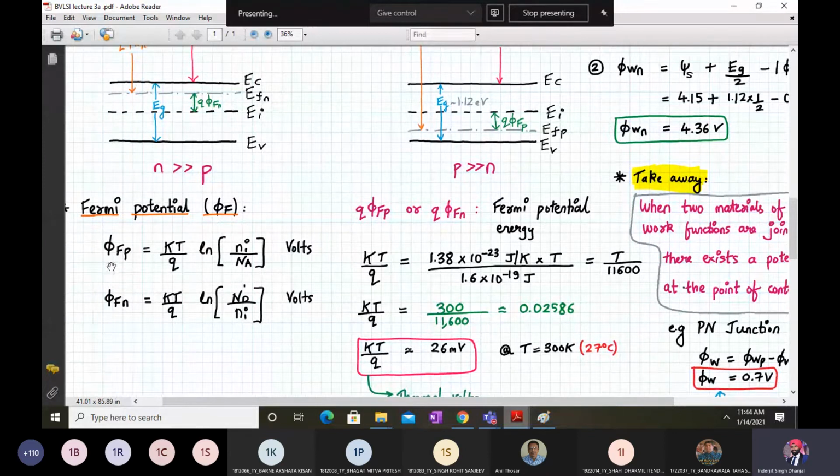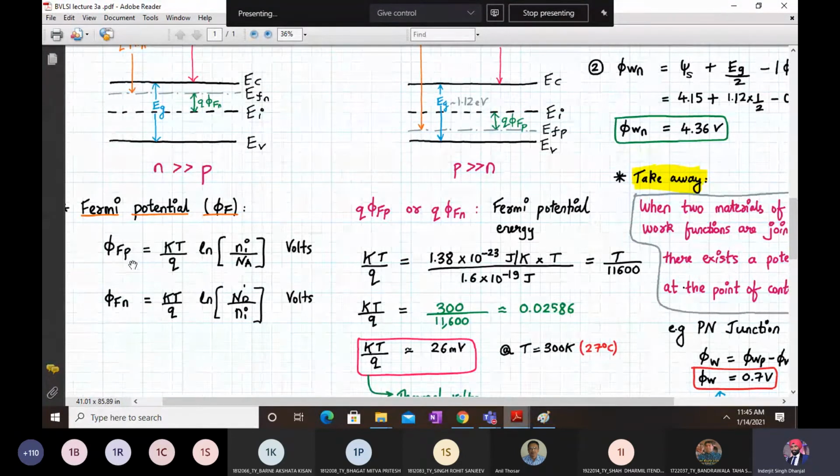So Fermi potential EFP is given by the formula. Kindly note this down in your notebooks. EFP is given by kT by Q, natural log of Ni upon Na. Please note this down. I repeat, we don't have the derivation for this. You have to directly note down the formula. So the Fermi potential formula is EFP is equal to kT by Q, natural log of Ni upon Na.